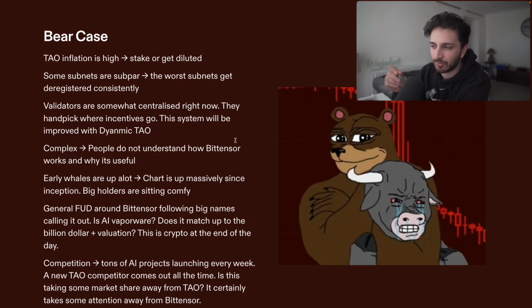Validators are somewhat centralized right now. We actually talked about this in part 2. They handpick where the incentives go right now. This system will be completely improved with dynamic TAO, which is coming in the not so distant future.